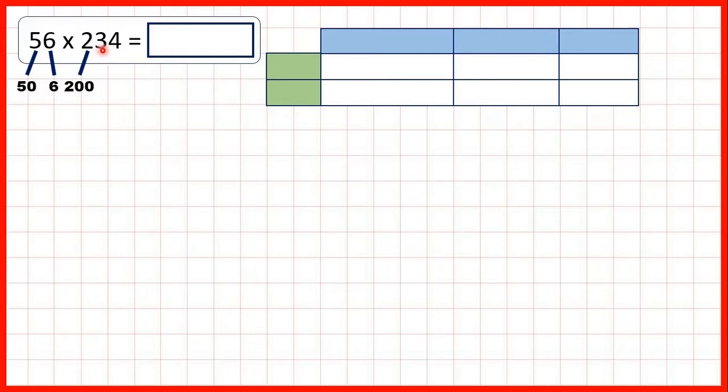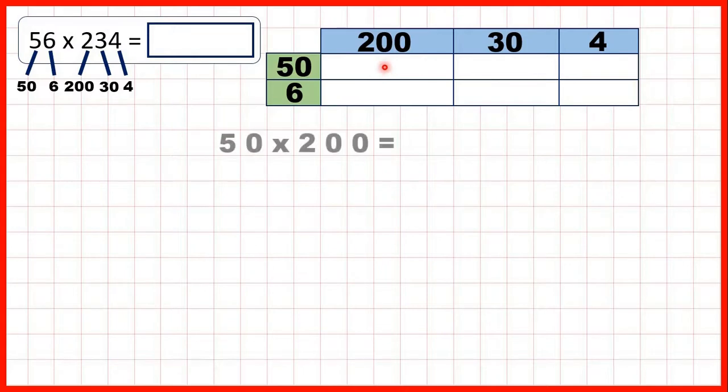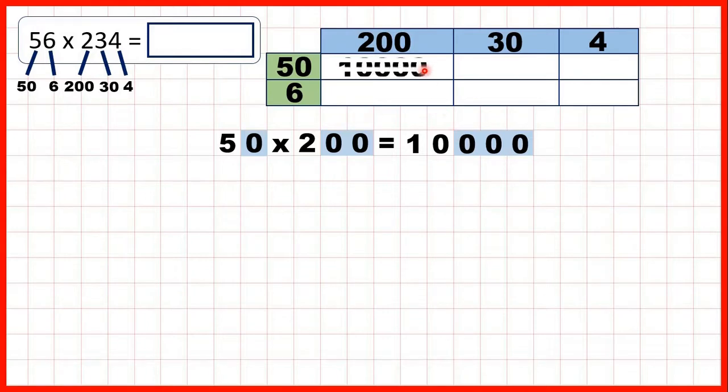234 is 230 and 4. So now we can write these partitioned numbers down the side and top of our grid. So we have 50 and 6 and 230 and 4. So now for this box here, we need to work out 50 times 200. That's 10,000 because 5 times 2 is 10. But then, if we have 3 end zeros in a multiplication question, we need 3 end zeros in our answer.